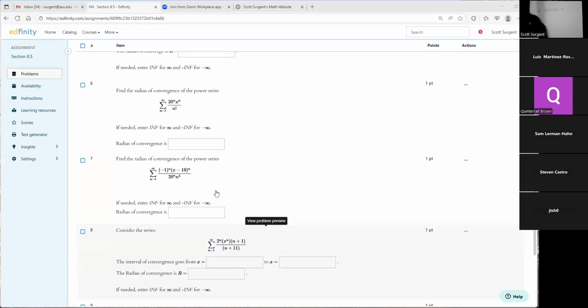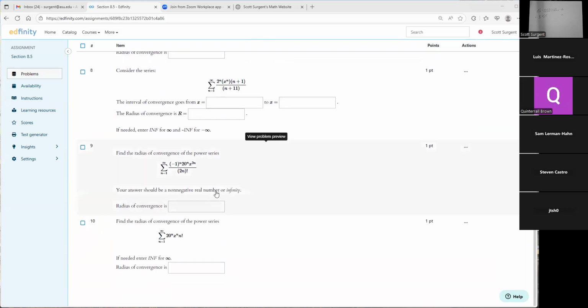8.5, number 6. Let me copy those down. It's the series, the sum from 1 to infinity, 20 to the n times x to the n all over n factorial. And I'm going to copy number 10 down since I've got it up here. It's actually quite similar, except the n factorial is on top. And by the way, whenever you start getting a mix of exponentials and factorials, always use the ratio test. Ratio test is really best designed for these types.